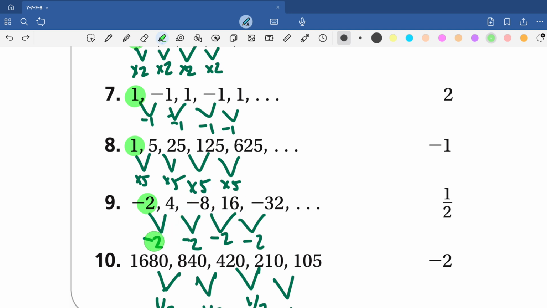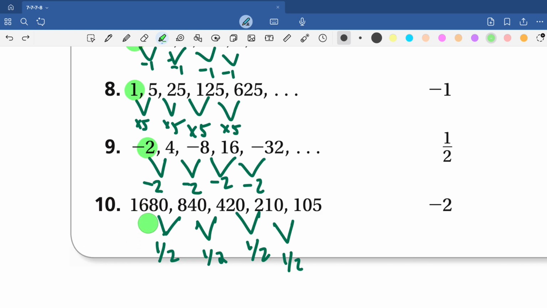In that case, a little signal should go off in your head that says, oh, my ratio is probably negative. But you can confirm that by just dividing the second term by the first, the third term by the second, and so on and so forth. And you'll see that the multiplier or the common ratio is a negative number here.